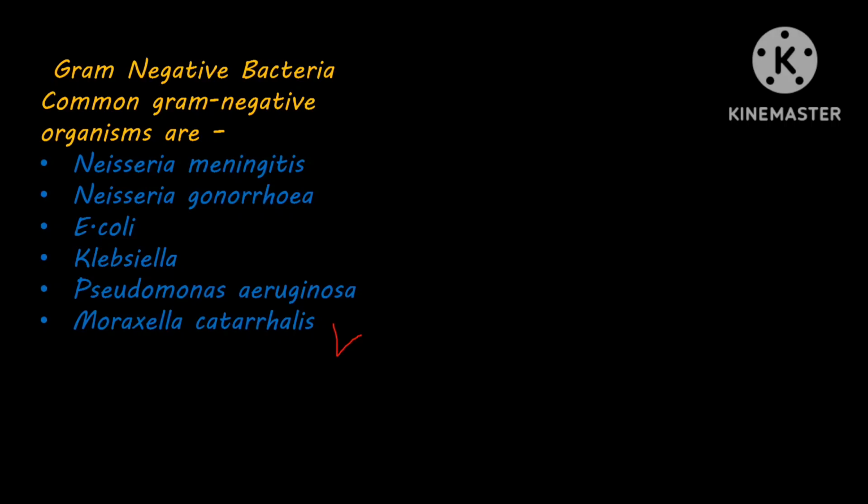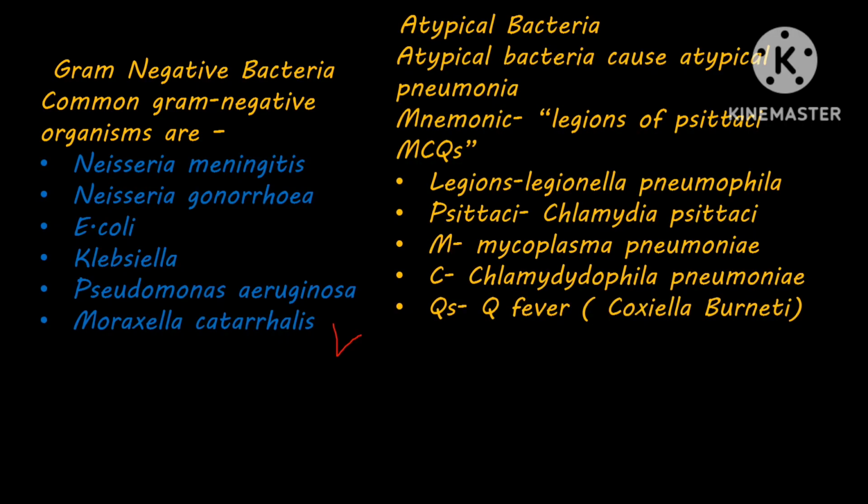And atypical bacteria, this type of bacteria is commonly associated with the lungs, which can cause atypical pneumonia. The mnemonic is Legionellaceae MCQ. Legionella pneumophila, and the second represents Chlamydia psittaci. M represents Mycoplasma pneumoniae, C represents Chlamydophila pneumoniae, and Q is nothing but Q fever, which is caused by Coxiella burnetii.